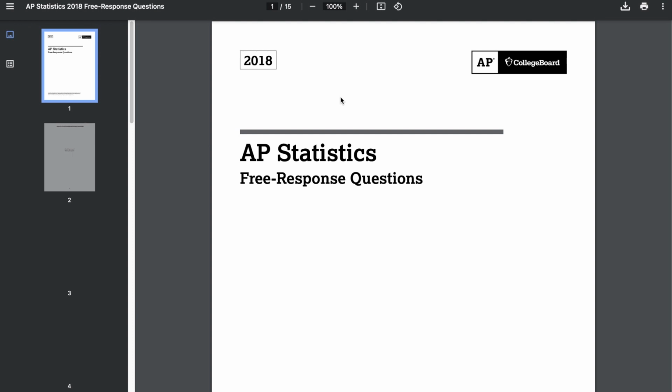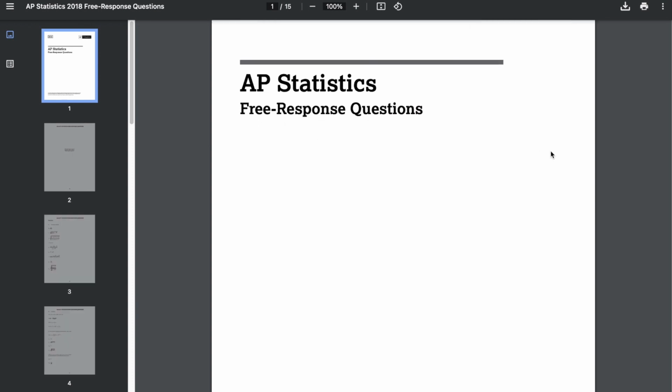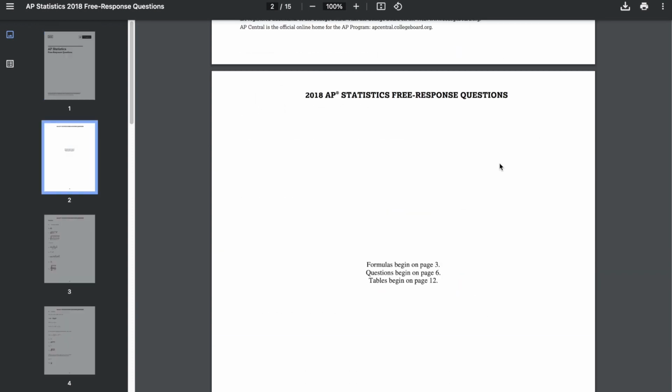So I found this paper from 2018. This was the official College Board, the organization that runs these AP tests. The official College Board 2018 AP Stats free response questions. So let's see how it goes.